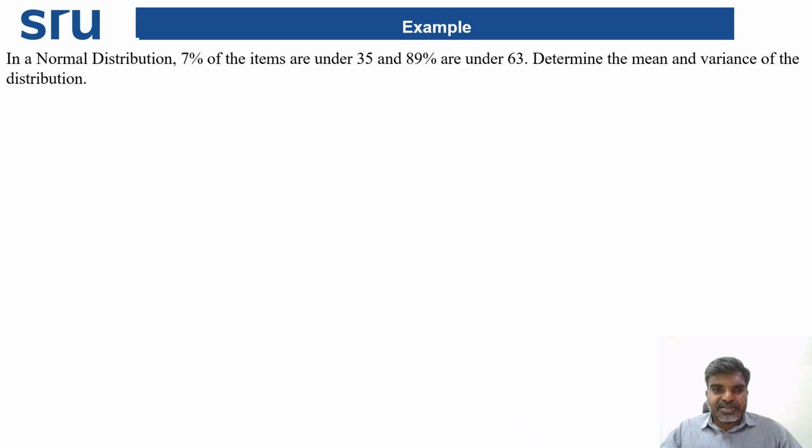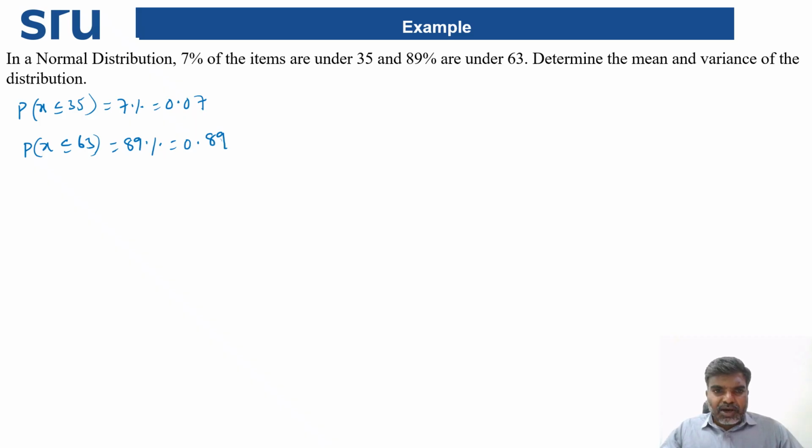See, what are the given values? 7% of the items are under 35. Under 35 means, suppose x is less than or equal to 35, then the probability is 7%. 7% means 0.07. Similarly, 89% are under 63. Means when x is less than or equal to 63, the probability is 89%. 89% means 0.89.